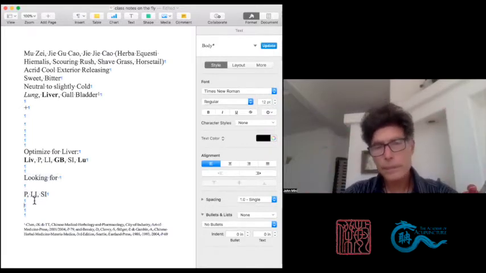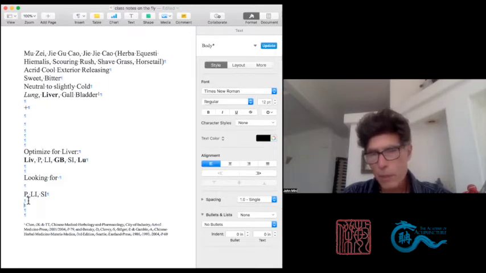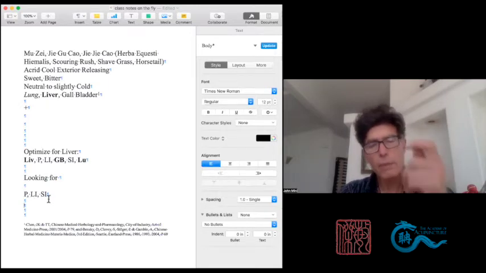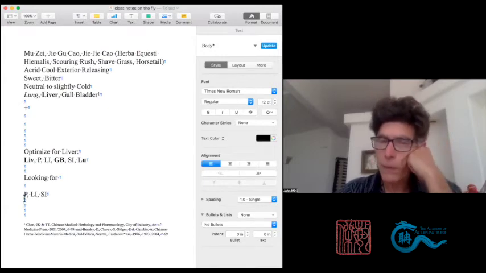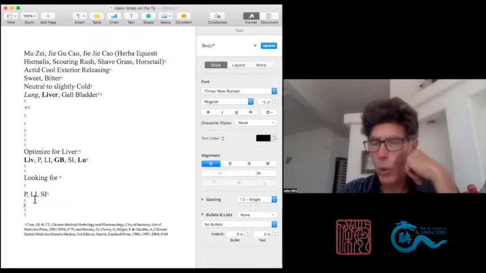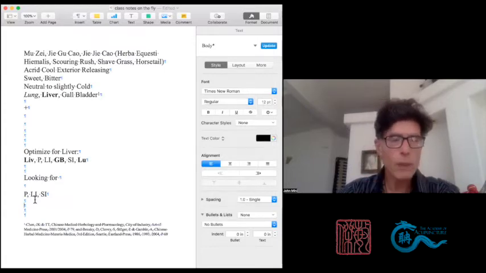Okay. Now, pericardium herbs are going to be pretty easy. Small intestine herbs are also going to be pretty easy because there aren't that many small intestine herbs. Definitely not that many pericardium herbs. So large intestine is going to be where we're probably going to spend the majority of our time. That would be what I would imagine.